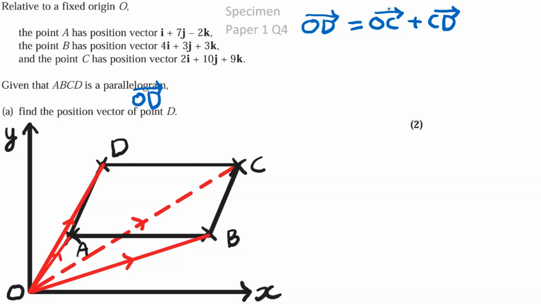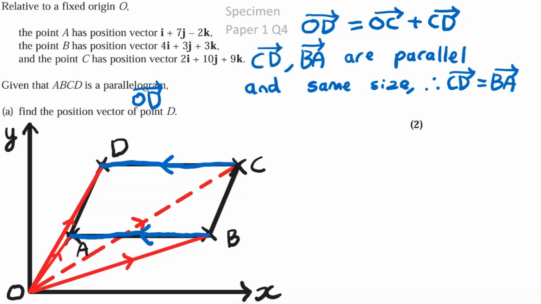So this is useful to us because we know OC, we're given the position vector of C. However, we don't know what CD is. We don't know what this vector here is. But if you look at a parallelogram and you remember the features of a parallelogram, remember that this line here, so this is BA, this vector is going to be parallel to CD, and it's also got the same length as CD. So as CD and BA are parallel and the same size, what we can say is that CD, the vector, is equal to BA. These two vectors are the same.